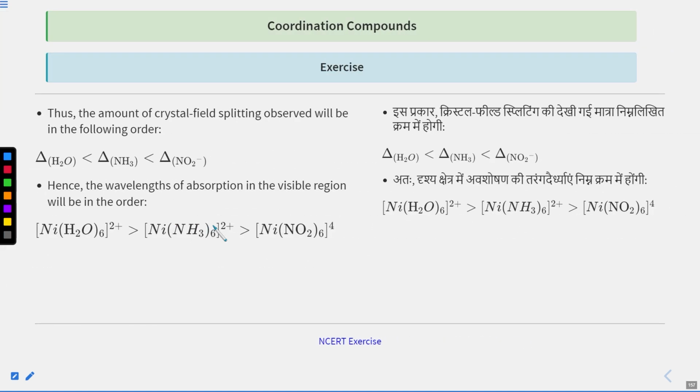So this is the complete exercise. With this we have completed the exercise of coordination compounds. Next class we will move to the NCERT exemplar.